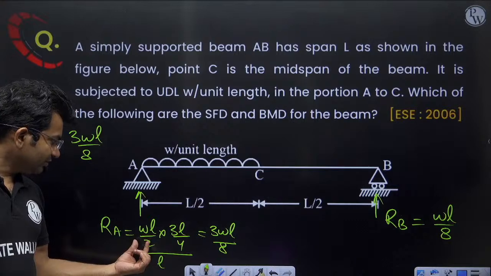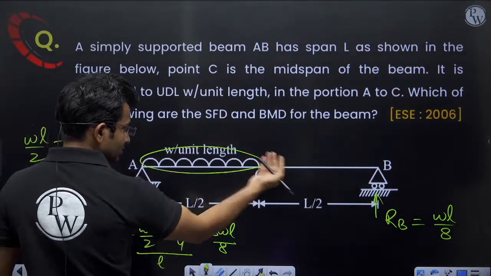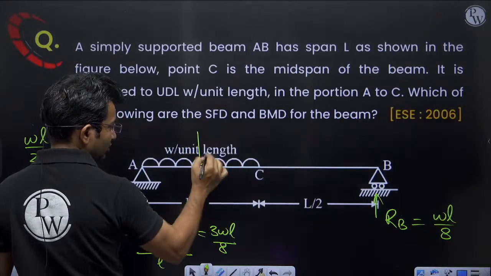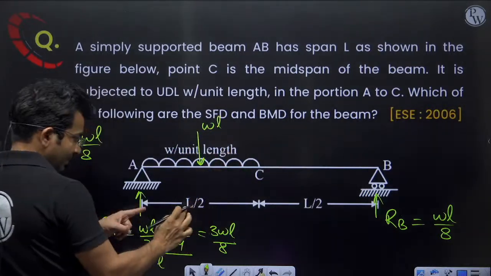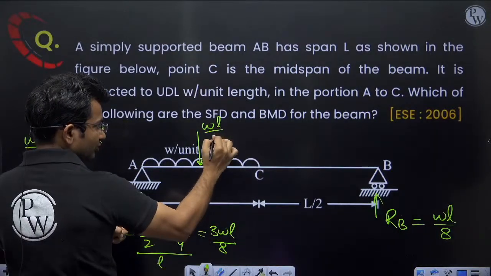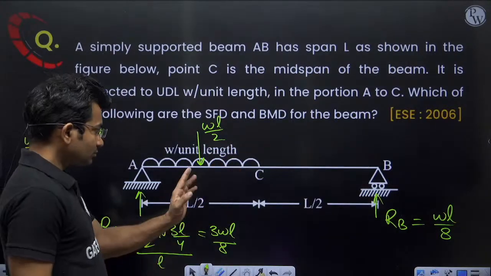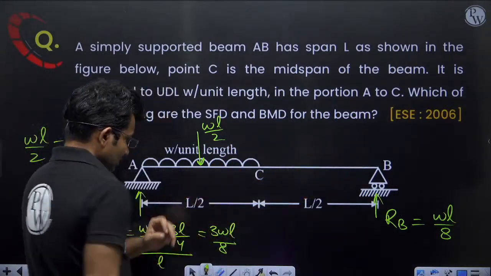This support reaction will be total load. See, this total load is how much? This total load can be replaced by point load. It will be WL by 2. Loading intensity is W and length is L by 2. So WL by 2. Okay. This distance will be 3L by 4.